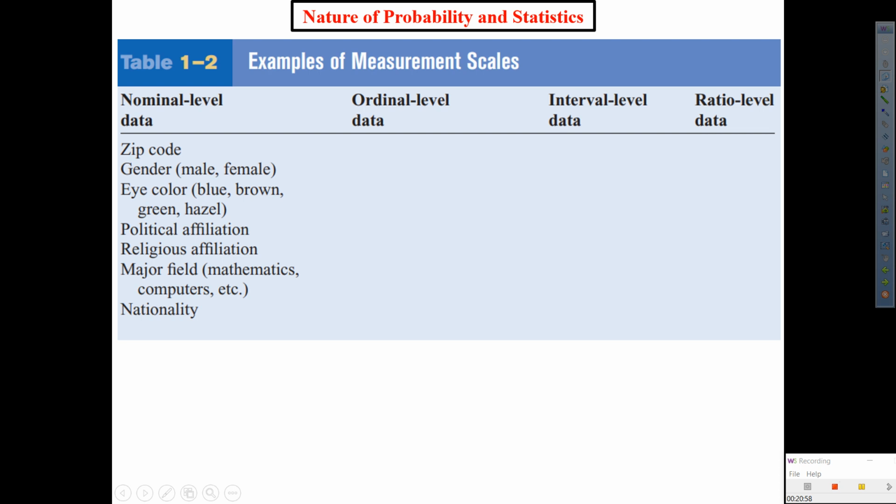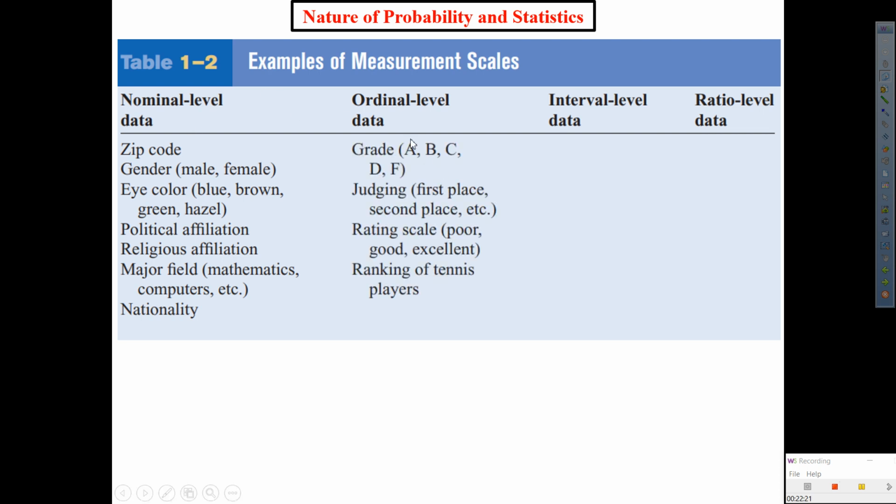So anyways, when I collect all that data, do any of them have a specific value? No, you just list them, and there you go. Same thing when you're listing different gender, eye color, political affiliation, religious affiliation, major field of study, mathematics, computers, and so on, nationality. No particular one is greater than the other. You're just listing stuff.